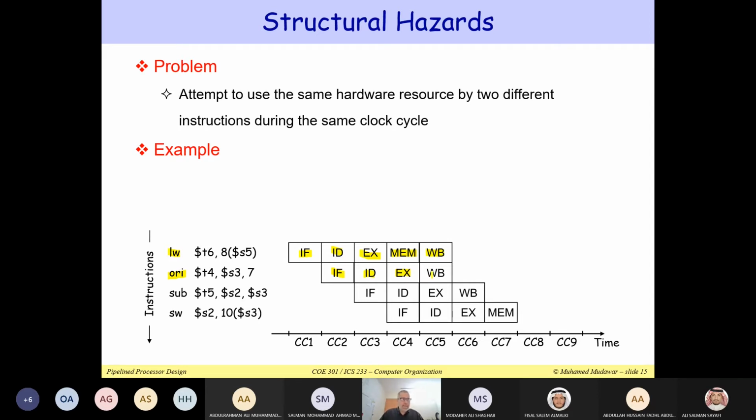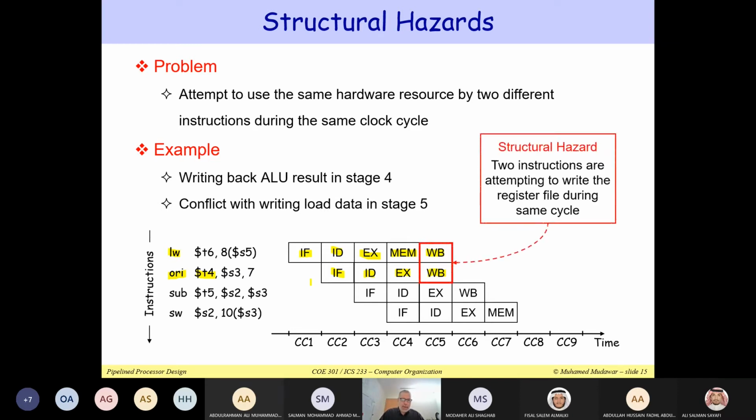Now let us say one designer will ask, why do I actually need to wait until the last stage? Why not write back immediately? Since we have executed, we have the result of the ALU, we can write it back into the destination, which is T4 in this example. The problem is that we now have 2 write-backs happening in the same cycle. We have 2 instructions that would like to write back to the register file at the same time. Notice the load instruction is going to write back to T6, and the OR immediate is going to write back to T4. So now we have a conflict.